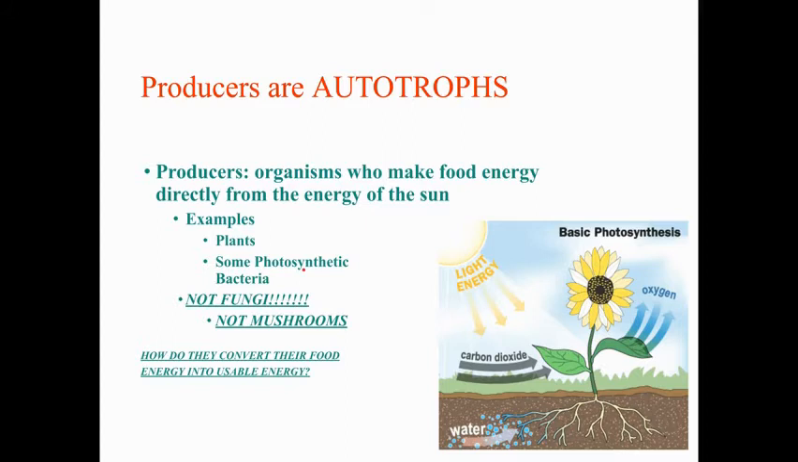So let's talk about all the roles that these organisms play. Producers are the autotrophs. Autotrophs are organisms that make their own food, and they do this through photosynthesis. So this would include all plants and some photosynthetic bacteria.